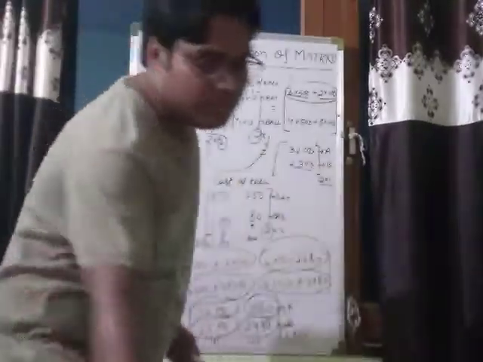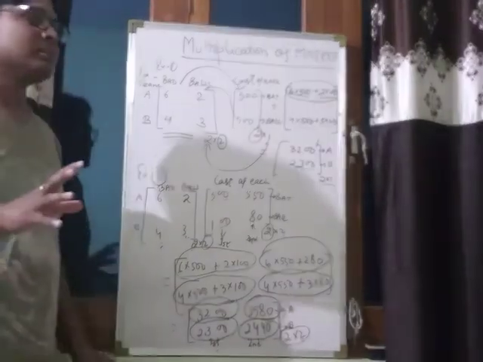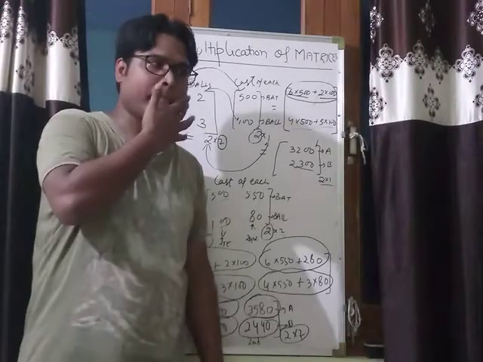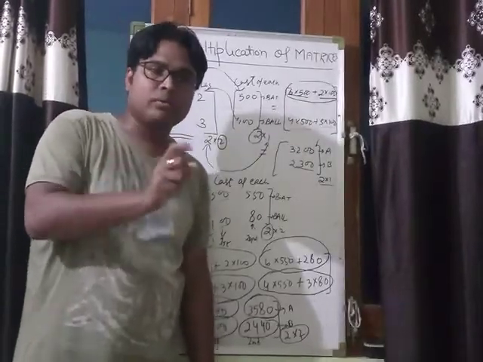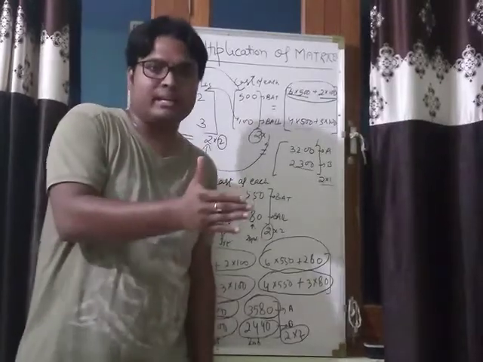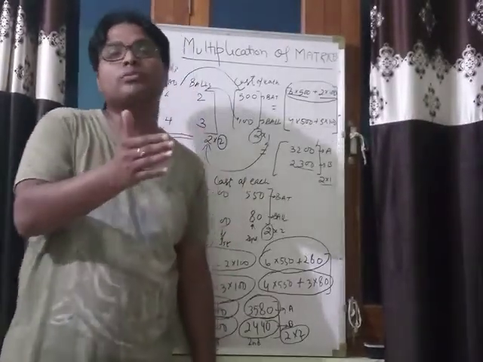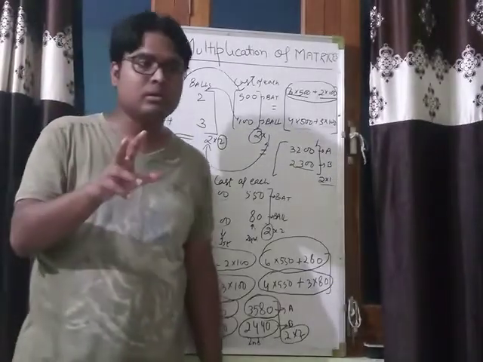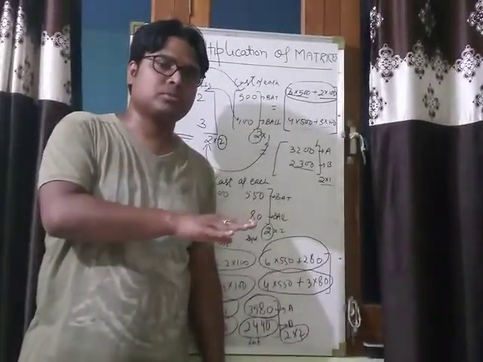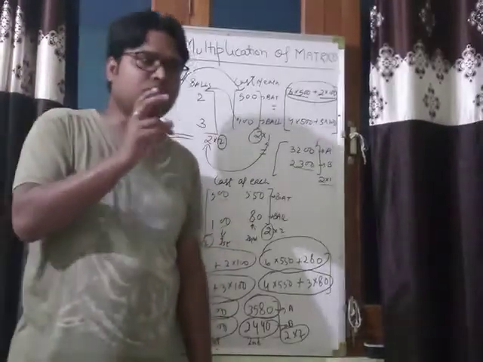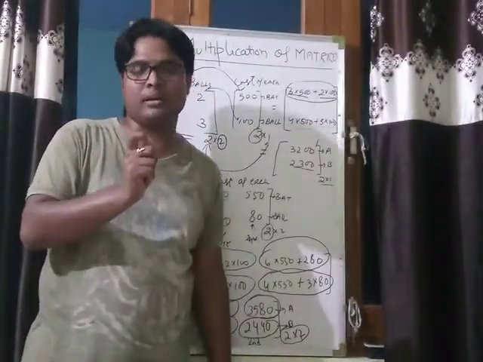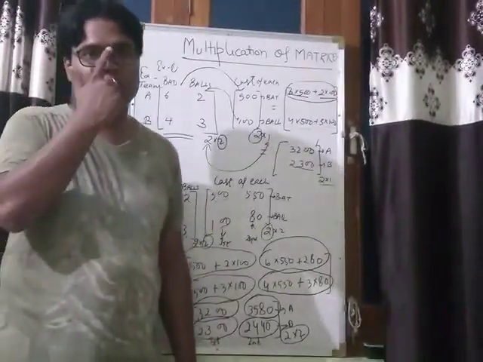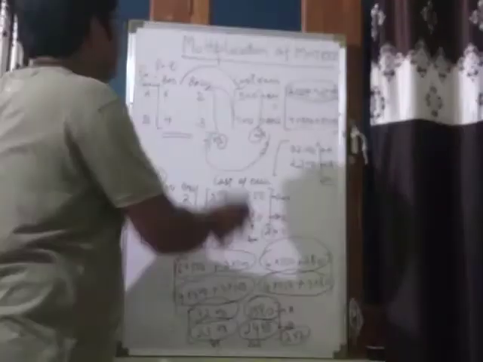See, matrix multiplication exists only when the number of columns of the first matrix is the same as the number of rows of the second matrix. Okay, number of columns and number of rows. See, the first matrix is called the pre-multiplier and the second matrix is called the post-multiplier. Okay, I am going to explain this.